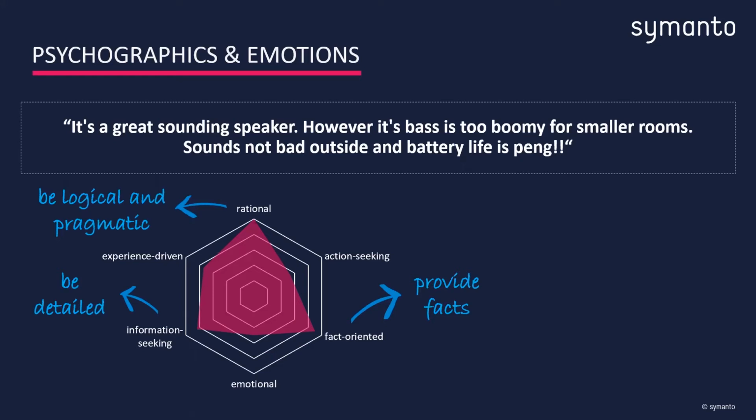Why this is really helpful is that we then know exactly how to reach out to these types of people, how to resonate in the communication, and how we talk to them. Meaning we provide facts, we stay much more logical and pragmatic in the structure of our sentences, and we need to be very detailed when it comes to providing information to convince them.